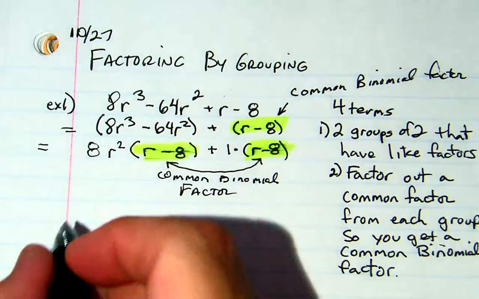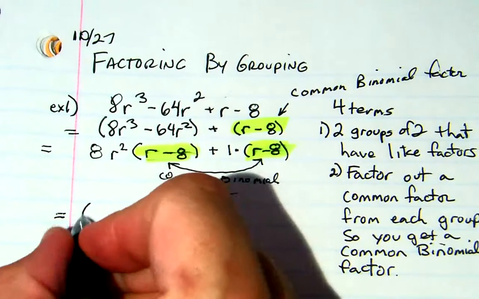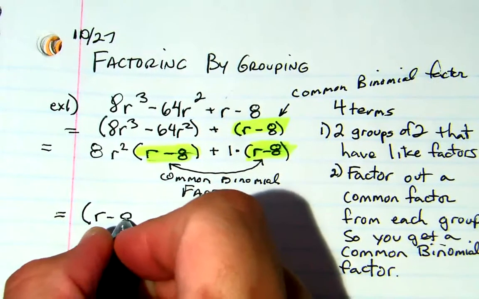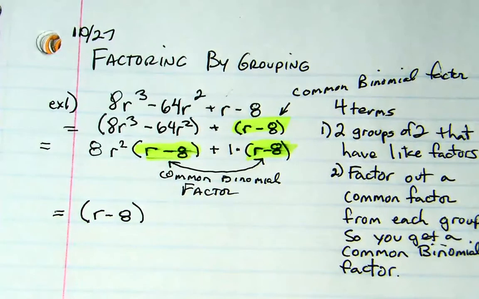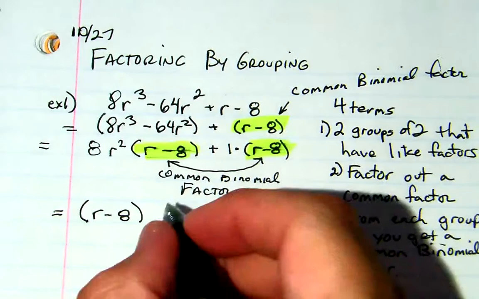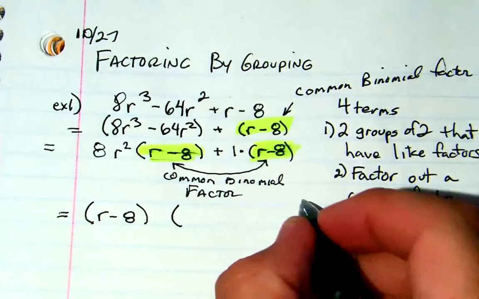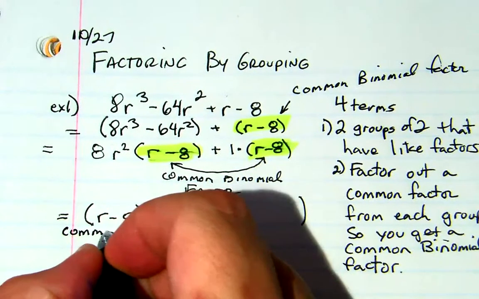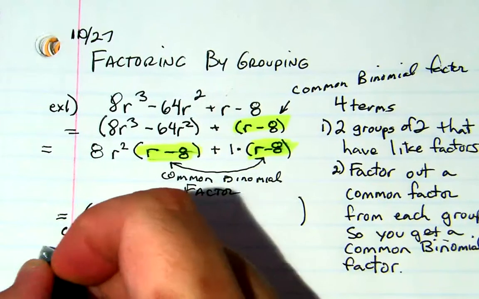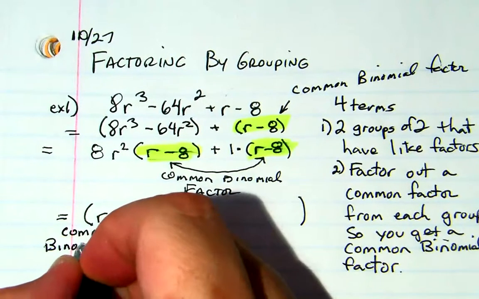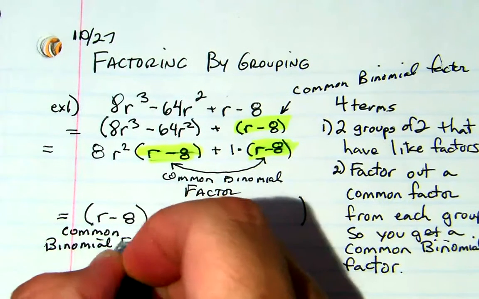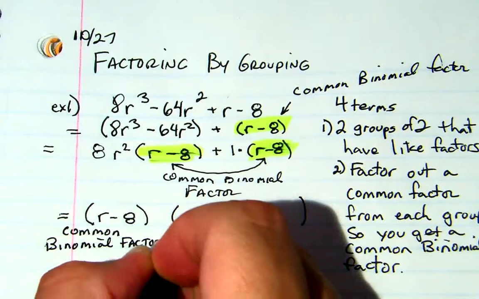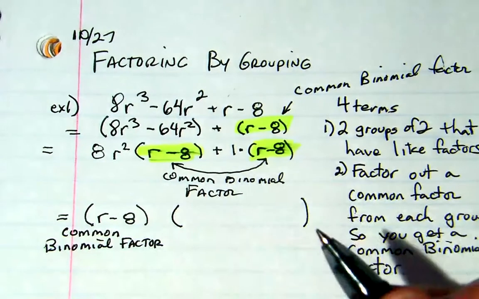At this step, I'm going to factor out the r minus 8. The common binomial factor gets factored out. I keep on saying constant, I mean common. So I'll just keep writing it: common binomial factor. And that's your job, is to find that guy.